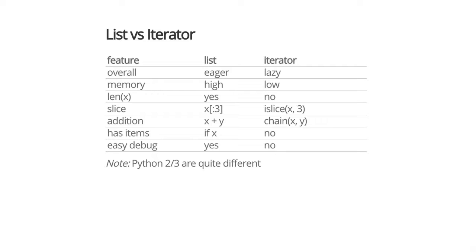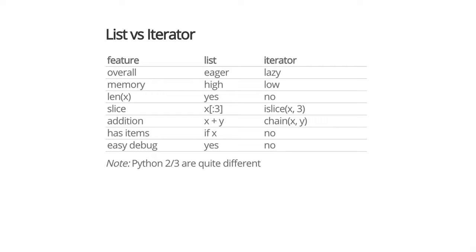Length, you can do it on a list, you can't do it on an iterator. Slice is not supported in iterators, so you have to use this funky notation called islice. If you do a list, if you do x[:3], you get the first three elements. If you do islice of x, where x is an iterator, you get the first three elements. But this is kind of clunky, so deal with it.